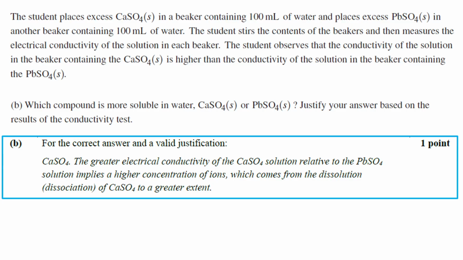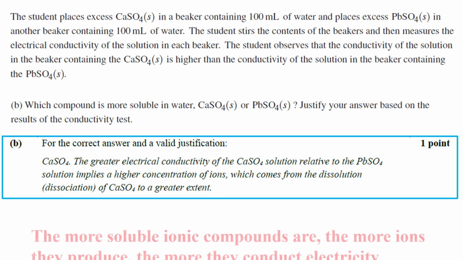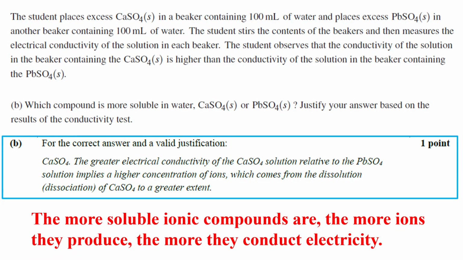The greater electrical conductivity of the calcium sulfate solution relative to the lead-2 sulfate solution implies a higher concentration of ions, which comes from the dissolution or dissociation of calcium sulfate to a greater extent. So because it conducts electricity more, there must be more ions, therefore it must be more soluble. More of it must be splitting into ions. More of the lead-2 sulfate must be staying in that crystal lattice structure. All right? Remember, the more soluble ionic compounds are, the more ions they produce, and the more they conduct electricity, which is how we come to this conclusion.